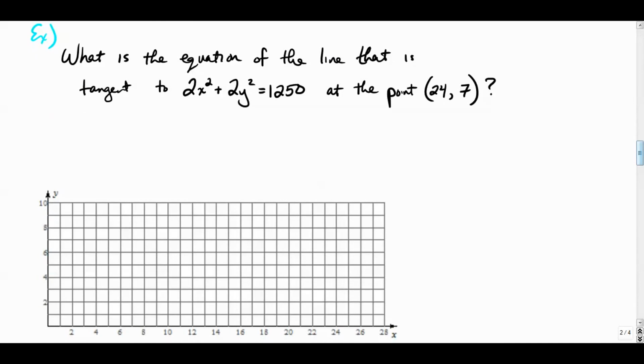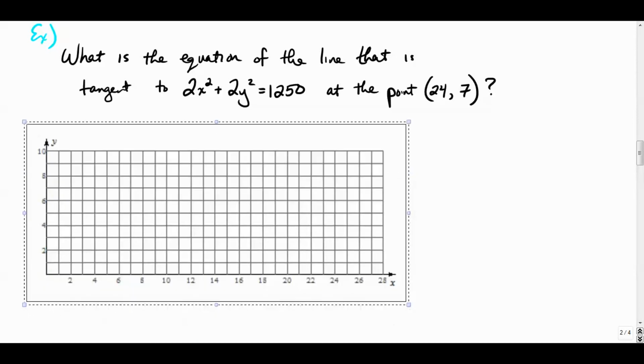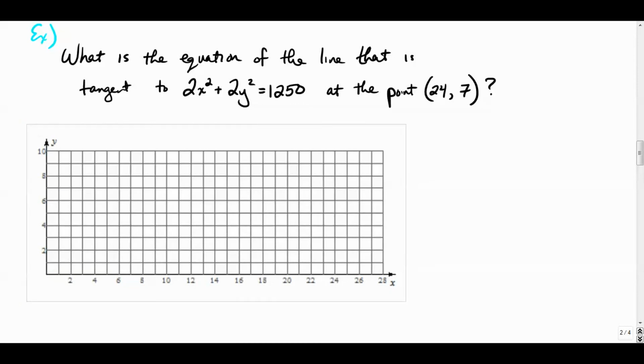And try this one, using the same strategies. Write this down, pause it, see if you can figure out the equation of the line that's tangent to this circle. And of course you probably know already that you have to divide everything by 2 first, at the point 24, 7. So go ahead and pause that and give it a shot.